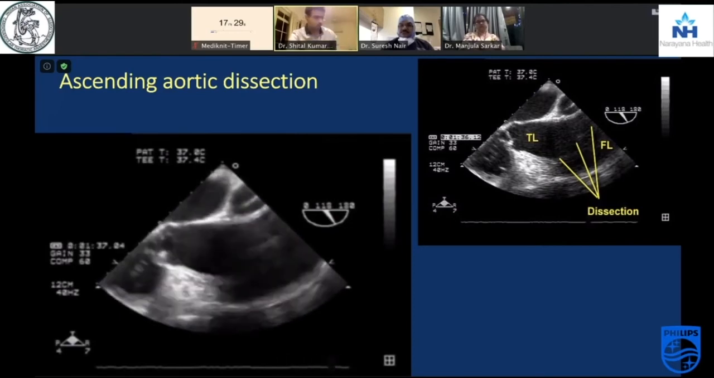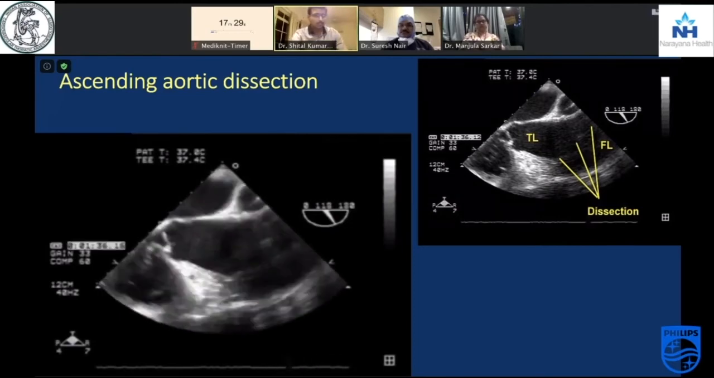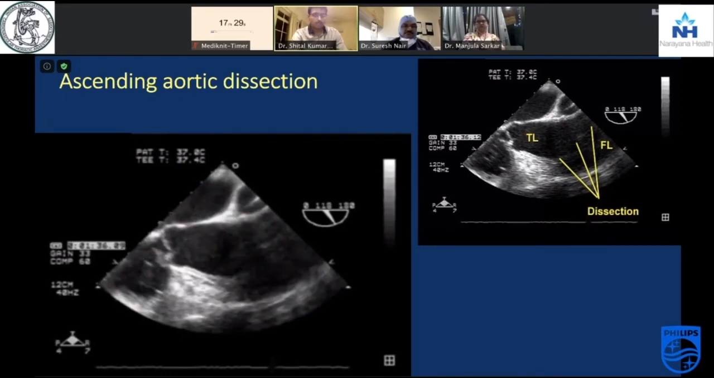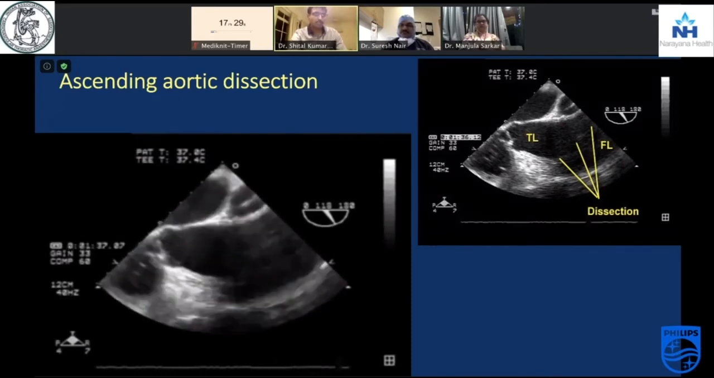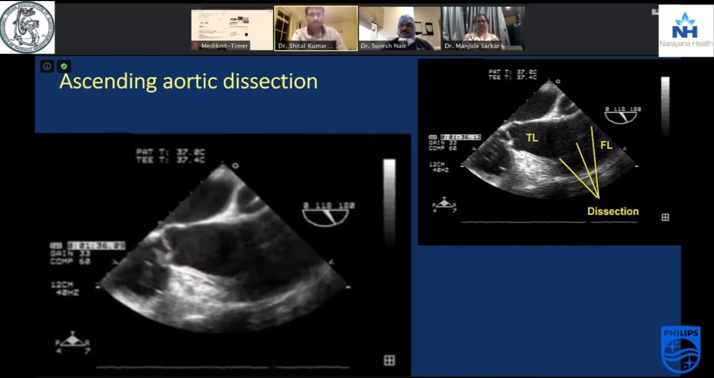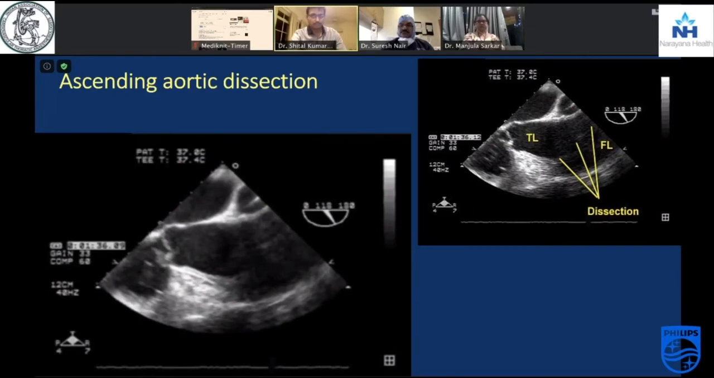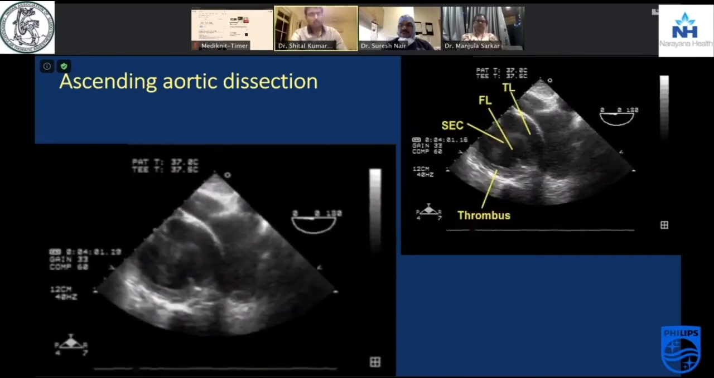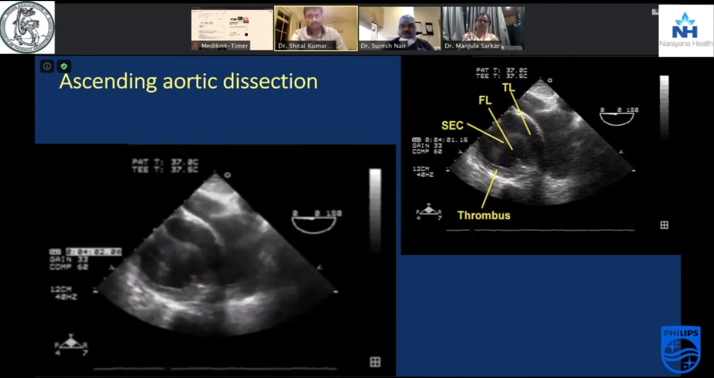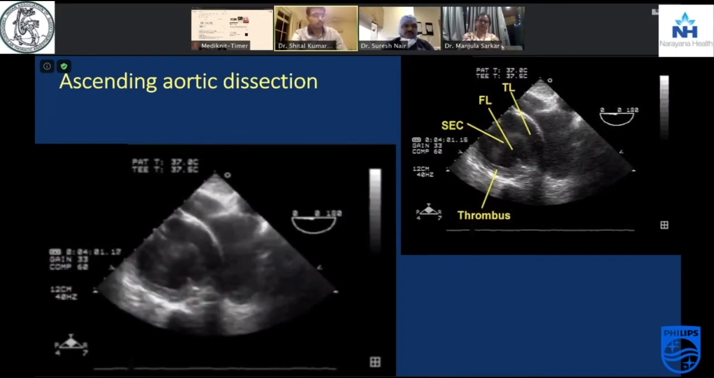I'll go through those. This is the ascending aortic dissection in a mid-esophageal long axis view, also showing the flap, and the true lumen and false lumen have been marked and labeled. The same one, looking at the mid-esophageal ascending short axis view. Again, you can see the flap here. And there is some spontaneous echo contrast, which is seen in the false lumen and the true lumen adjacent to that.